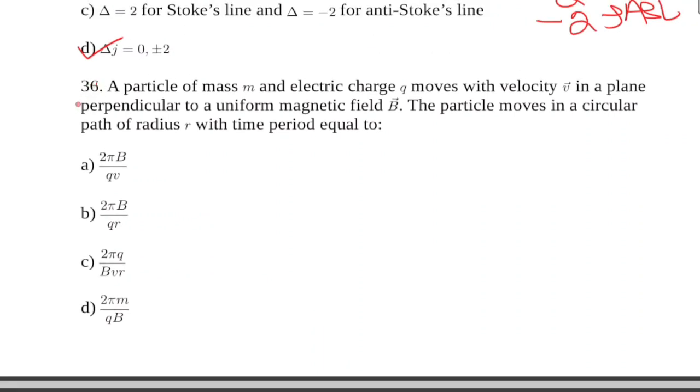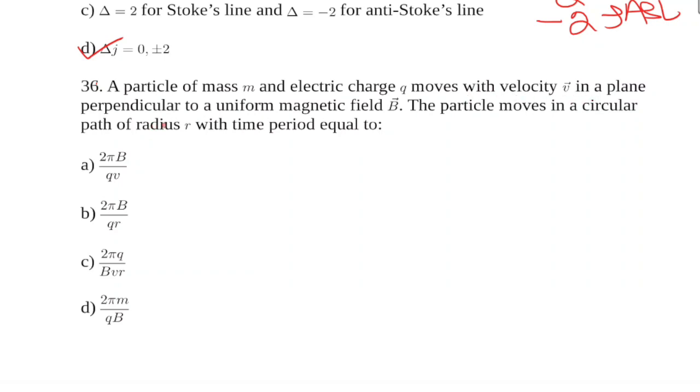Next, question number 36. A particle of mass m and electric charge q moves with velocity v in a plane perpendicular to a uniform magnetic field B. The particle moves in a circular path of radius r with time period equal to. So you have to find the time period. Okay, see, this is a very general problem, so you should remember this directly. Otherwise, you can calculate.